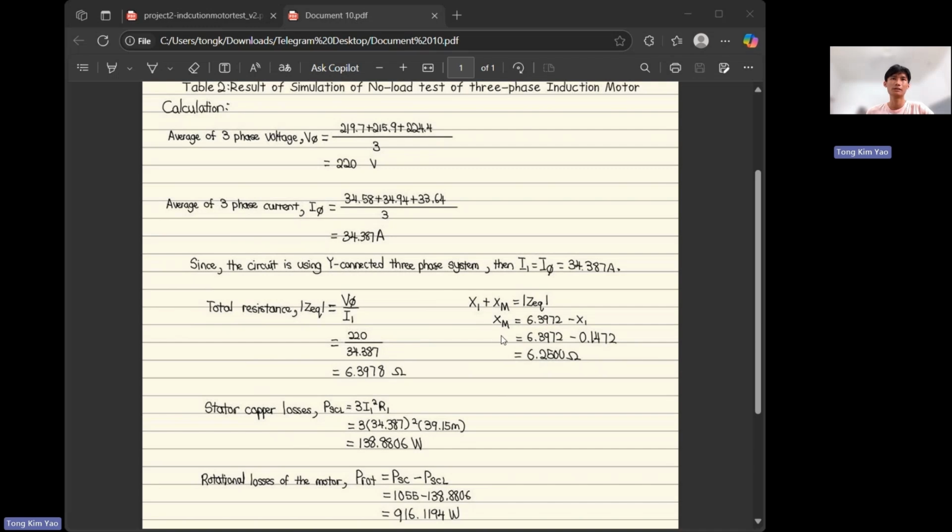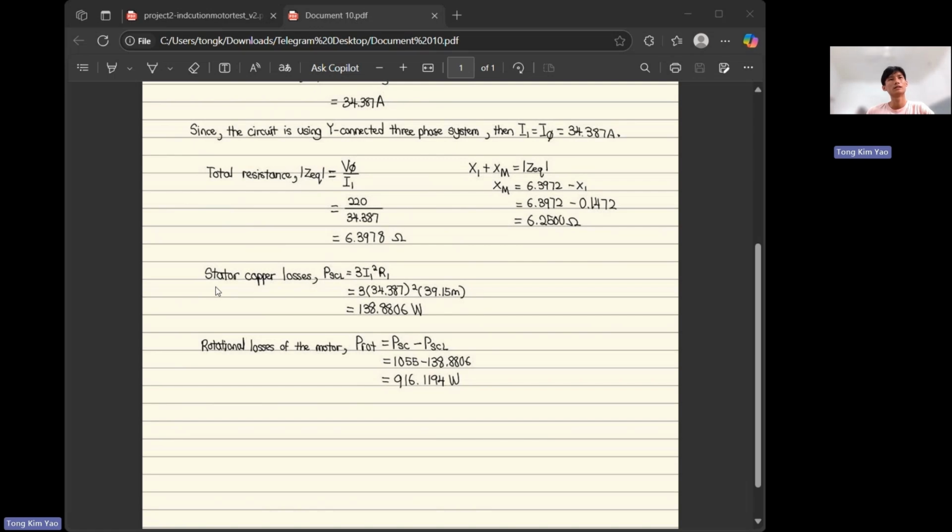And we will get the Xn value is equal to 6.25 ohm. To calculate the power of stator copper losses, we use the equation 3 I1 squared R1, and we will get the result 138.8806 watts. To calculate the power of rotational losses of the motor, we use the power of short circuit minus the power of stator copper losses, and we will get the power equal to 916.1194 watts.